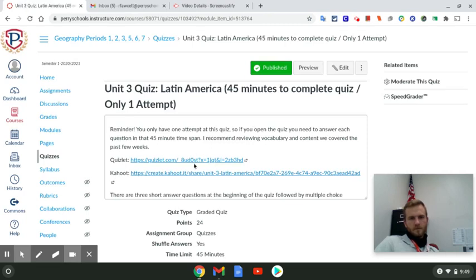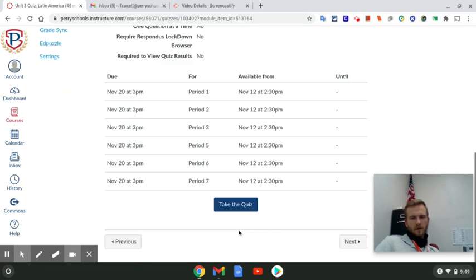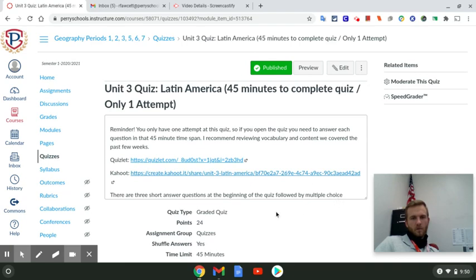Once you've reviewed the Kahoot and looked over the vocabulary terms, you can scroll down and select take the quiz. Once you hit take the quiz, you need to answer all questions in that 45-minute time period. Once you exit, that counts as your one attempt. You have one attempt and you have to answer all questions in 45 minutes.